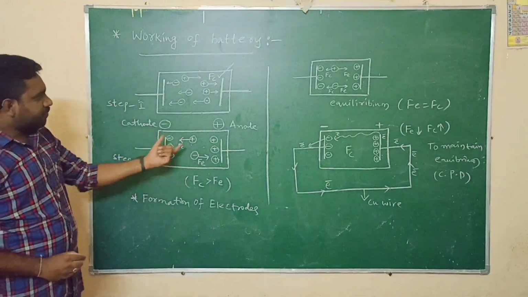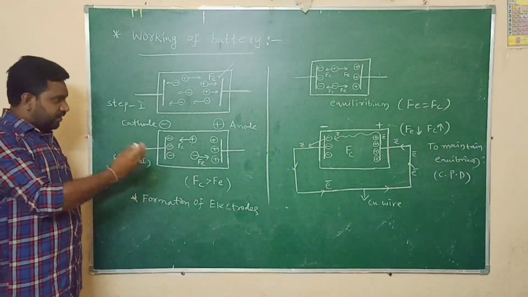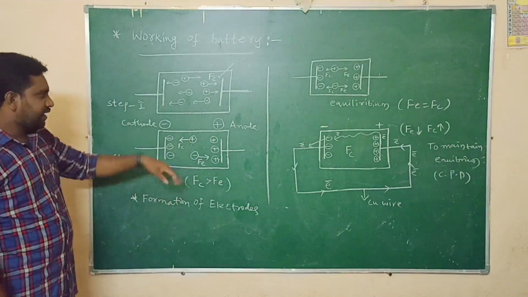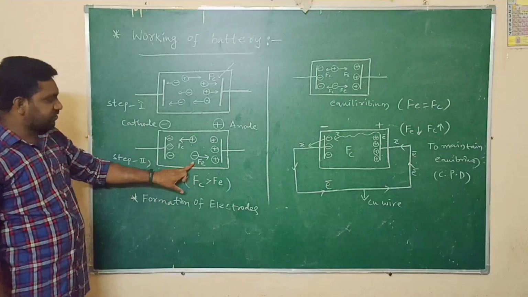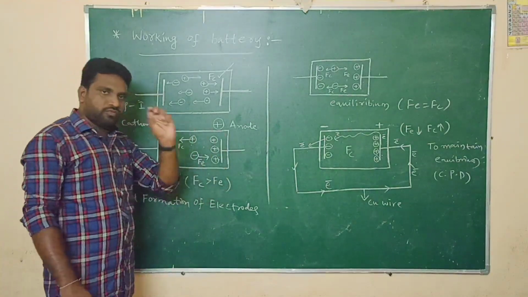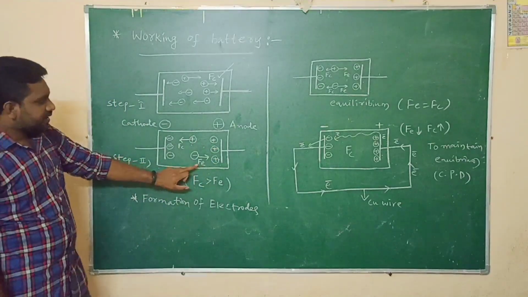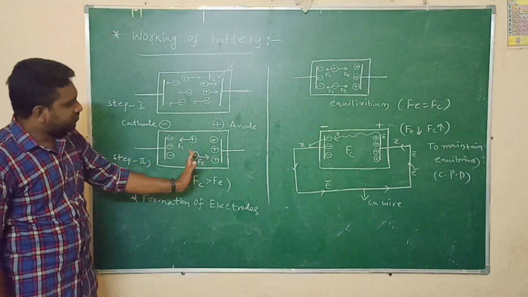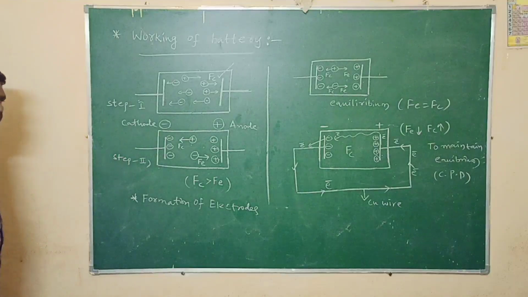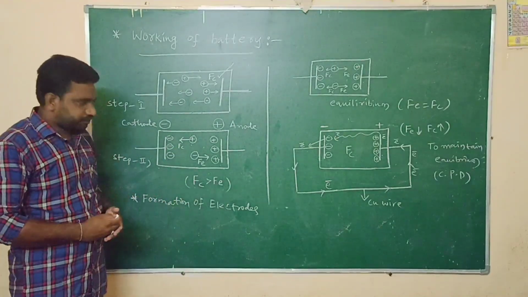But in the second diagram, after the formation of electrodes, the remaining ions are also moving here in the opposite direction, opposite sign. Due to the movement of the remaining ions, another force comes into play. This force is nothing but the electric force. The electric force is always directed towards the positive side. Just observe this: E means electric force. Fe is always directed towards the positive electrode, and the chemical force is always directed towards the negative electrode. So these two forces are opposite in direction.